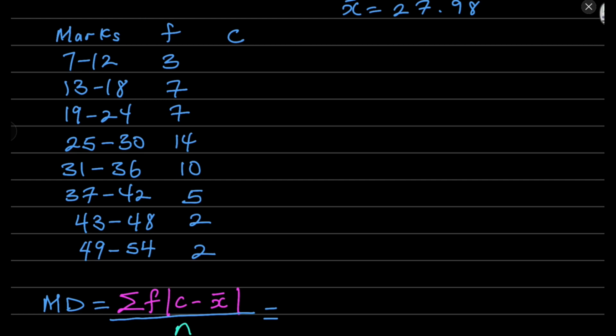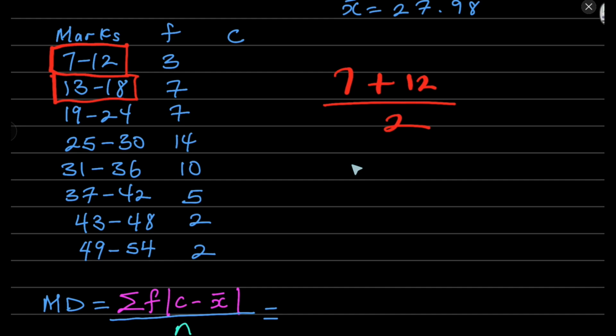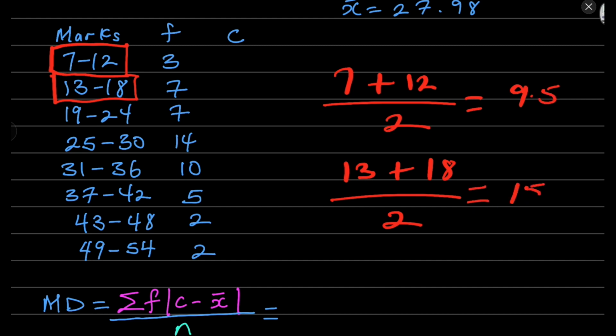To get your class center, you simply say your lower class limit plus your upper class limit divided by 2. So for the first class, we have our lower class limit as 7 and the upper class limit as 12. Then you divide by 2. For the second class or the second group, just say the lower class limit, which is 13, plus the upper class limit, divide all by 2. Then you use that to fill up your C column. This should be 9.5, while this is 15.5.